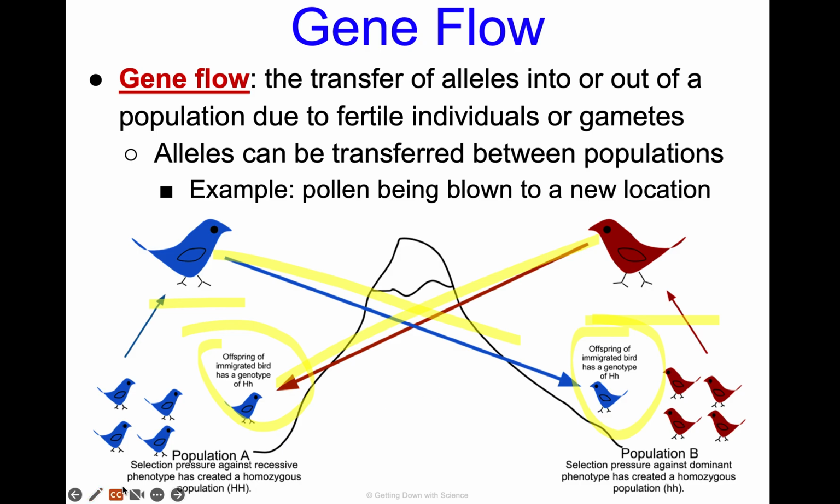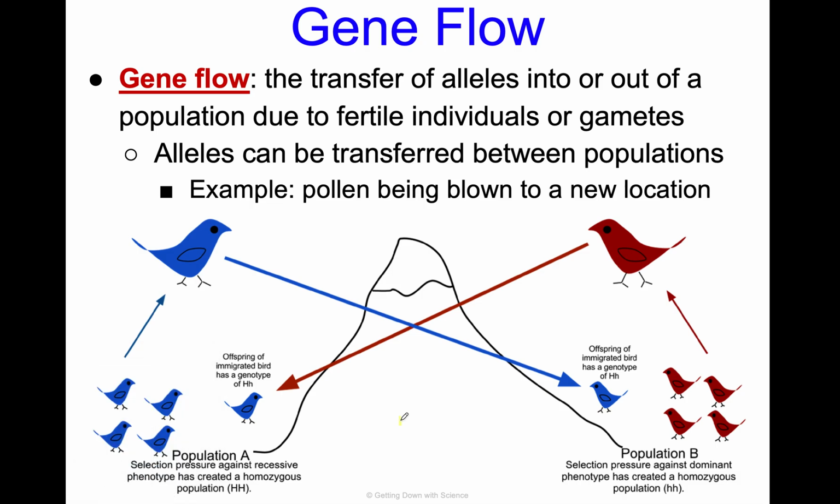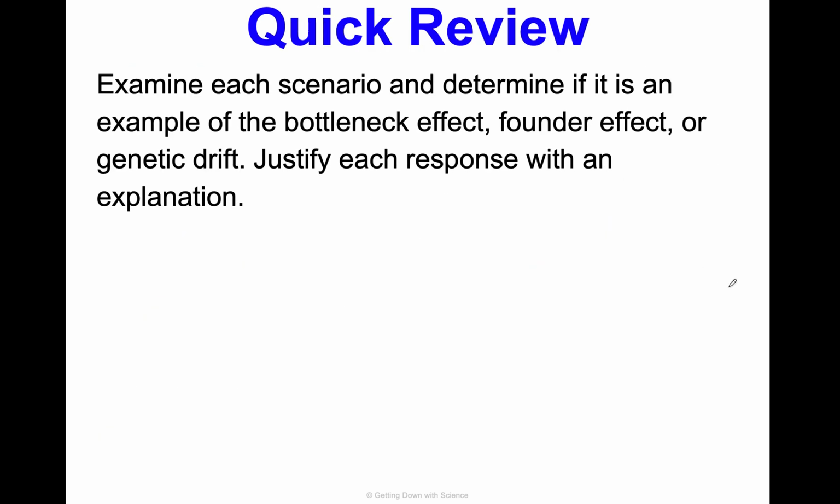Pollen is a great example of this as well. It's essentially just moving gametes from one to the next, right? So we are migrating to a different part of the world and mating with like species over there.